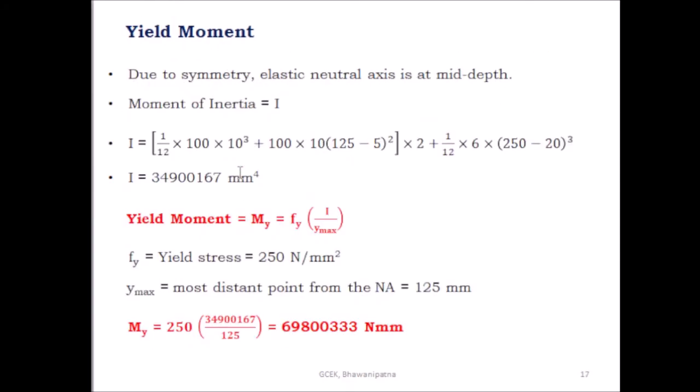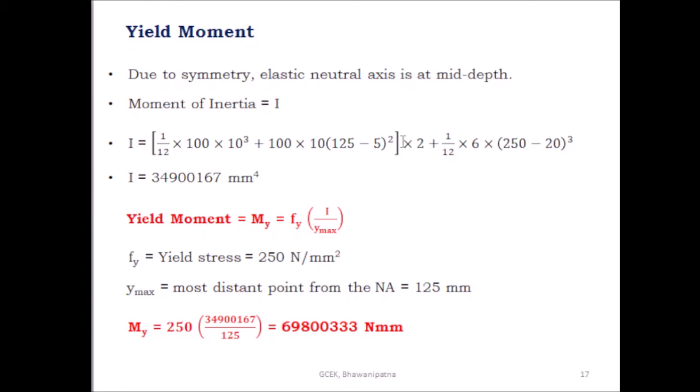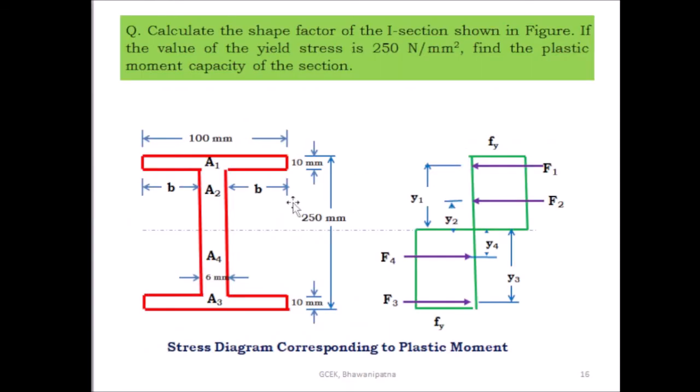This is the moment of inertia of the flange portion. This is the moment of inertia of the one flange. Similarly, this side also the moment of inertia is same. So you have to multiply it by 2. 2 into this. This is the moment of inertia of the two flanges.